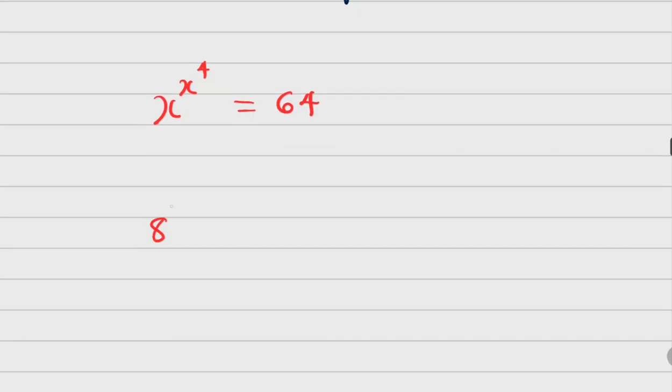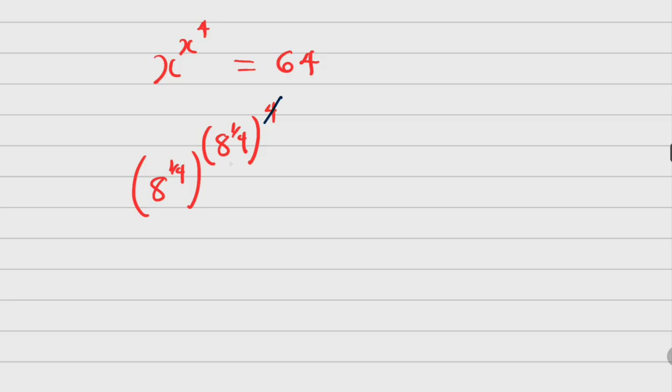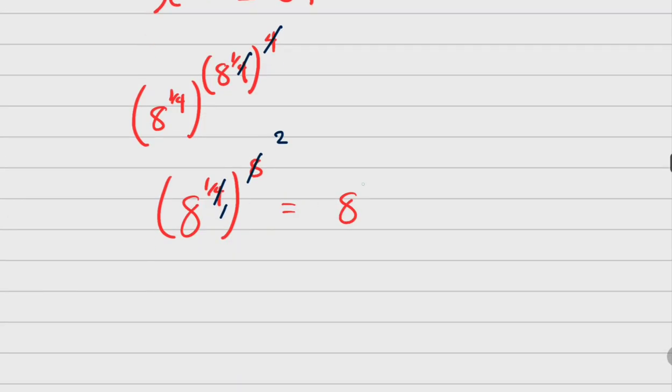So I have 8 raised to power 1 over 4, raised to power, I have 8 raised to power 1 over 4. Then I have raised to power 4. Let me check whether it's going to give me 64. 4 times 1 over 4, it cancels out. So what I'm going to have is 8 raised to power 1 over 4, or raised to power 8. Then I can see that 4 here 1, 4 here 2, so that I'm going to have 8 raised to power 2, and 8 raised to power 2 is equals to what? 64. So you're actually very correct.